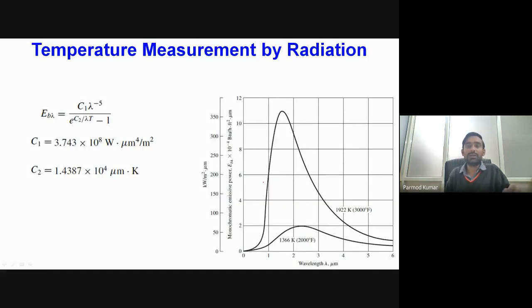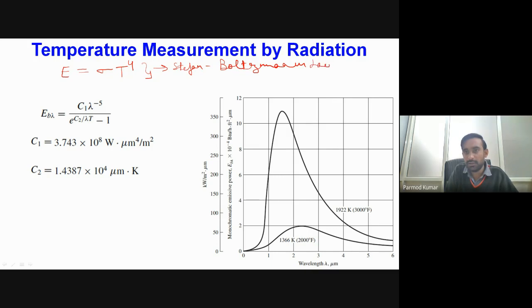Before directly going to the devices which are based on radiation, let us first see a few fundamentals of radiative heat transfer. We know that the radiation emitted by a black body is given as E equal to sigma times T to the power 4. This particular law, which specifies the radiative emissive power, is called the Stefan-Boltzmann law.